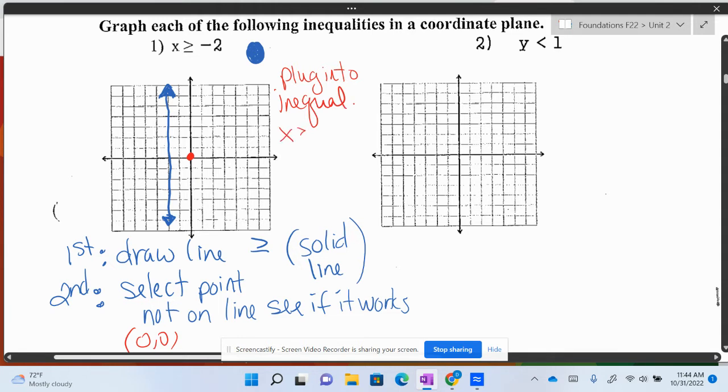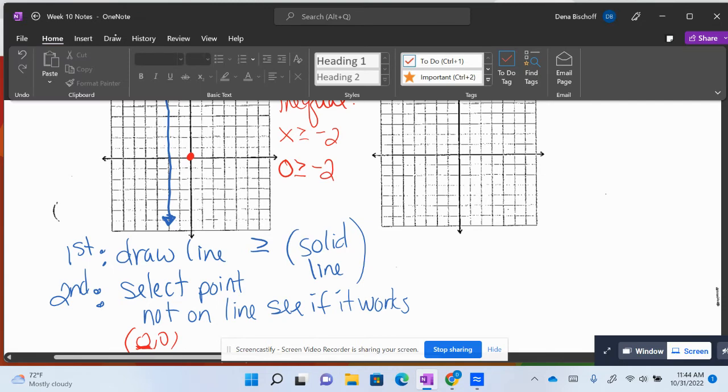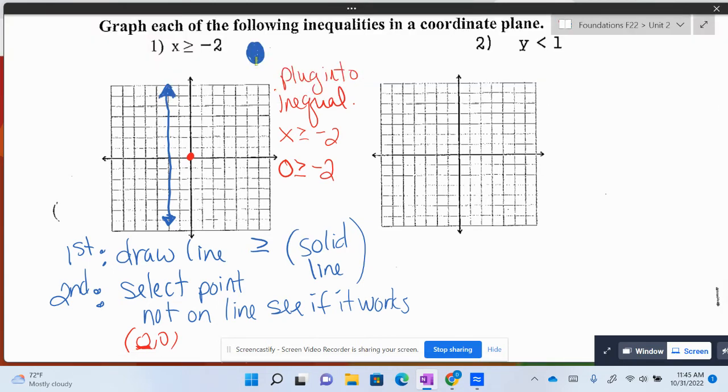So my inequality is x is greater than or equal to -2. If my point is 0, 0, the value of x in that case is 0. So is 0 greater than or equal to -2? Is that true? Yes or no? Is 0 greater than -2? Yeah, it is. So I'm going to shade anywhere on the side of the line where the test point lies, because the test point makes it true. Remember, this is an inequality, and when we graph inequalities on a number line, we have to shade in the direction that it points.